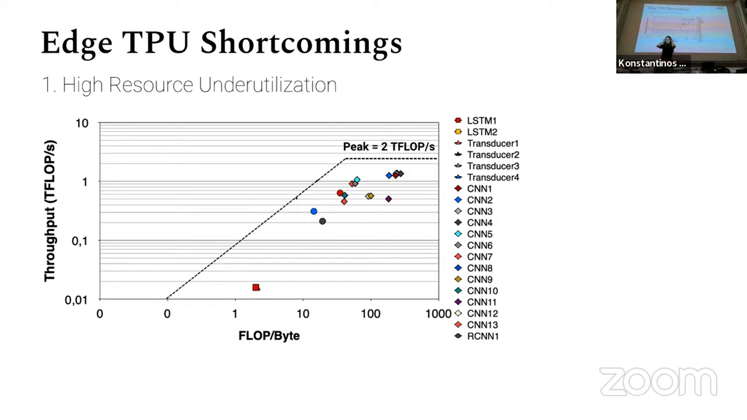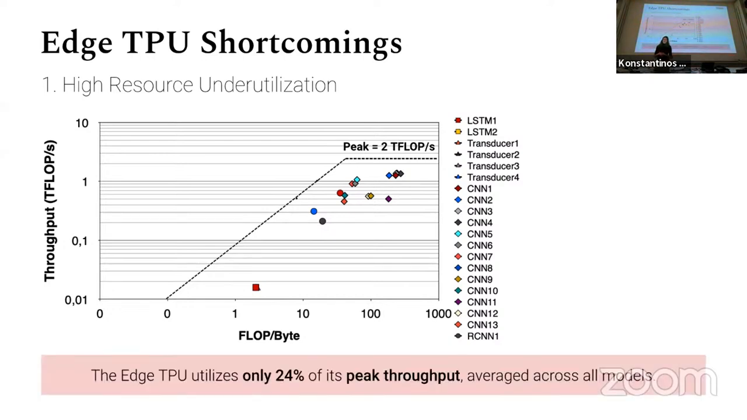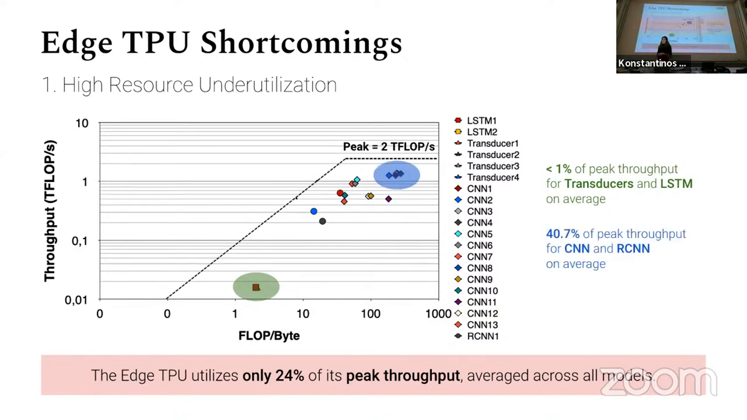First of them is that we have a very high resource underutilization. So on this graph, you can see that we map the throughput, the TFLOP, so the tera floating point operations per second, to the TFLOP per byte. And we can see that the peak throughput would be about 2 teraflops. However, the TPU actually only utilizes about 24% of this peak throughput if you average this across all the 24 models, right? And then if you look in detail at the specific ones, we see that only 1% of the peak throughput is actually used for transducers, as well as for LSTM models on average. CNN and RCNN perform a bit better, but they also only reach about 40.7% on average, right? That is the first problem.